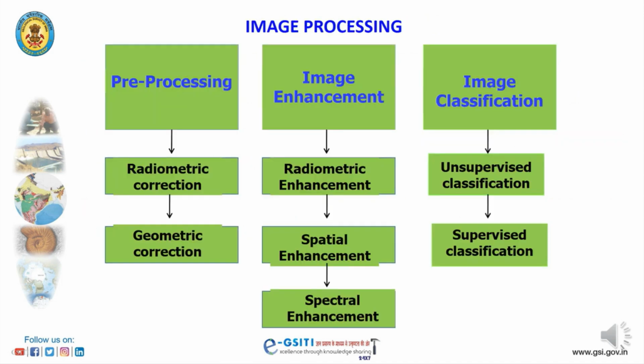Image processing involves three important steps. First is pre-processing, second is image enhancement, and third one is image classification. Pre-processing includes radiometric correction and geometric correction. Image enhancement includes radiometric enhancement, spatial enhancement, and spectral enhancement. Image classification includes unsupervised classification and supervised classification. I will discuss the image enhancement techniques and image classification in detail.